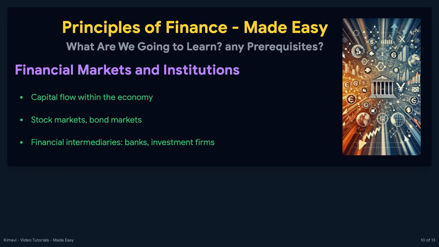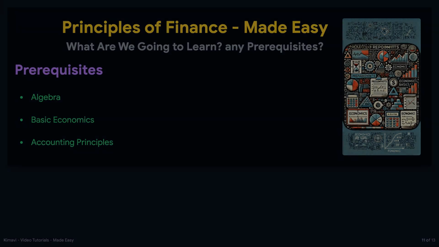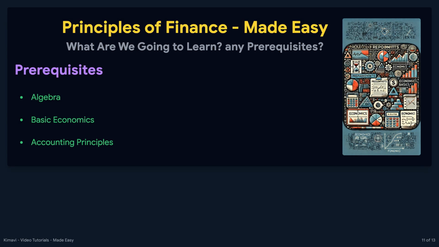Understanding financial markets and institutions is essential for comprehending how capital flows within the economy. This includes the study of stock markets, bond markets, and the role of financial intermediaries such as banks and investment firms.